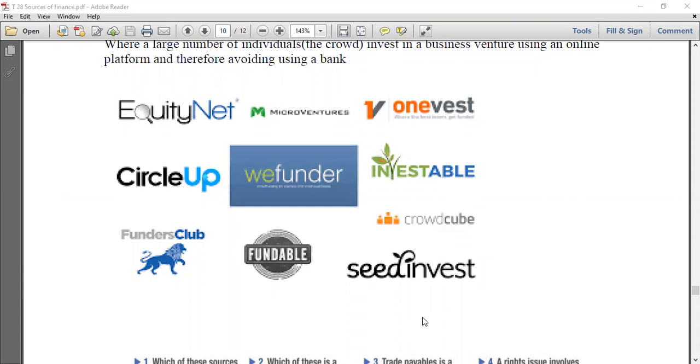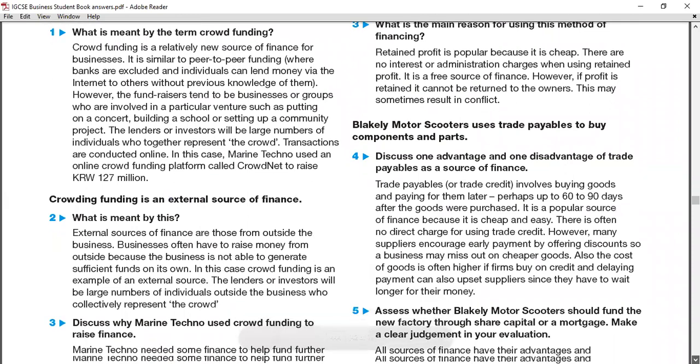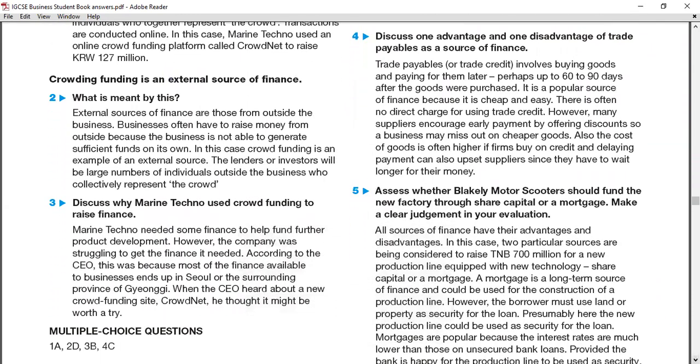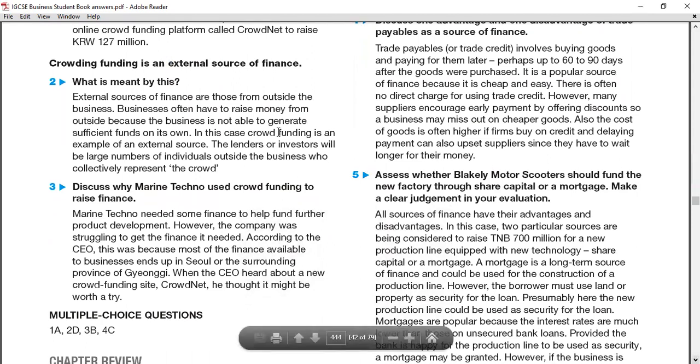The second question in this case study was: crowdfunding is an external source of finance, what is meant by this? External source of finance means from outside the business. Internal is coming from inside the business. Businesses often have to raise money from outside because they are not able to generate sufficient funds on their own. Internal sources are not enough: retained profits not enough, sale of assets not enough. Then crowdfunding is the option. In this case, crowdfunding is an example of an external source, and the lenders or investors will be large numbers of individuals outside the business who collectively represent the crowd. The next question is a discuss question, normally you would say an analyze question: why did Marine Techno use crowdfunding?